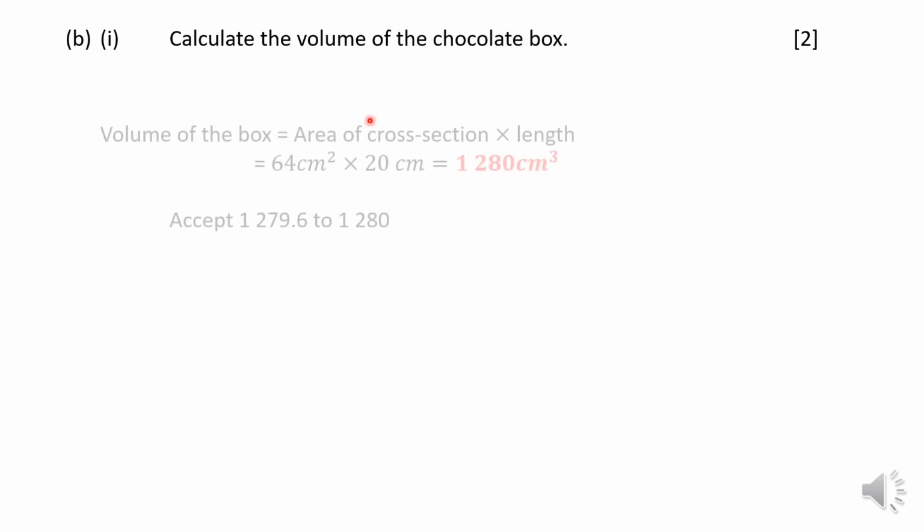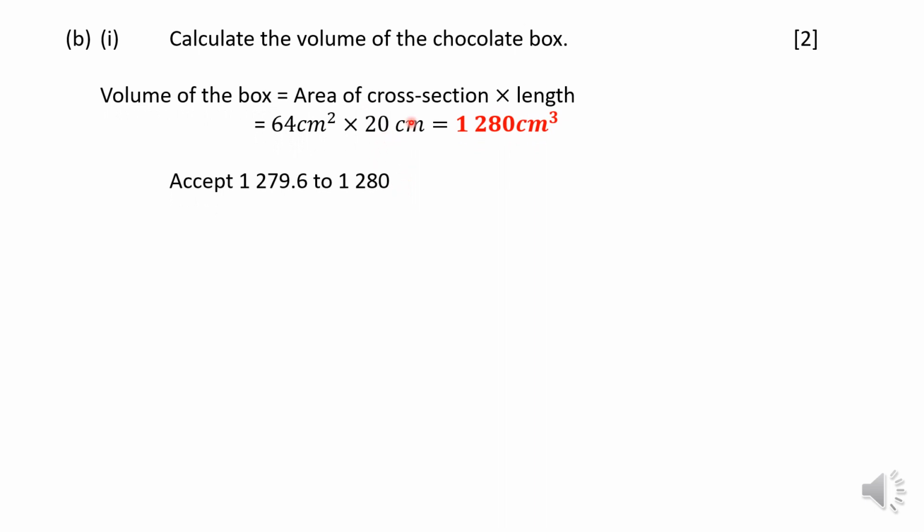Then we are asked to calculate the volume of the chocolate box. Volume is the area of the cross section, that's the volume of a prism, right? A prism is a solid that has a constant cross section. The constant cross section of this box is a parallelogram. You multiply that by the length. I did not want to say height here because we might get confused. That length is 20 centimeters, and you get 1,280 cubic centimeters.